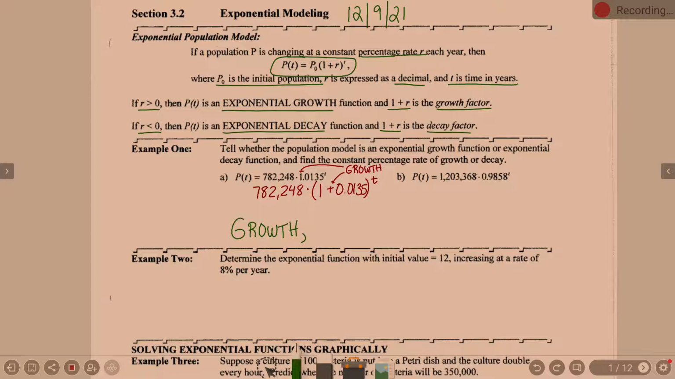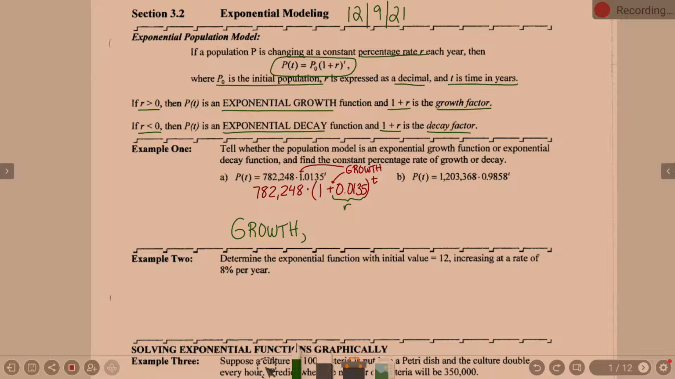It asks us to find the constant percentage rate of growth or decay. Where do you find the percentage rate here? The R. Yeah. The R value, which is? My R value is that 0.0135 because it's 1 plus the R value.